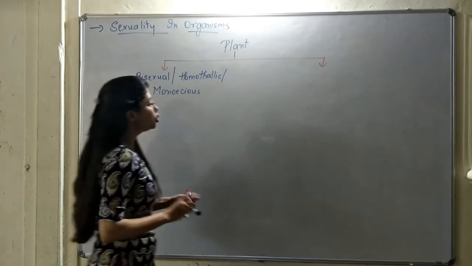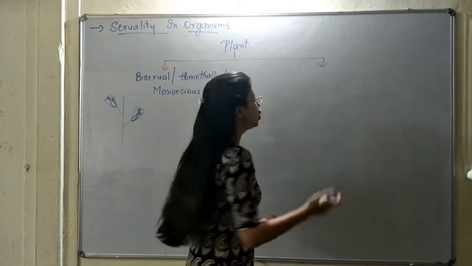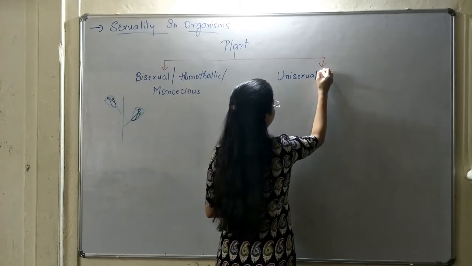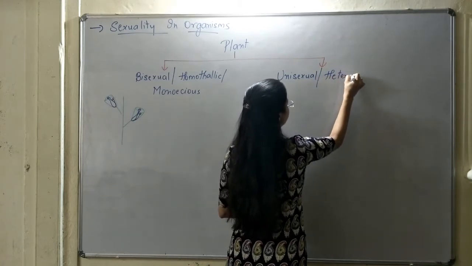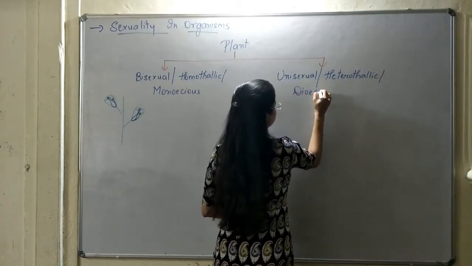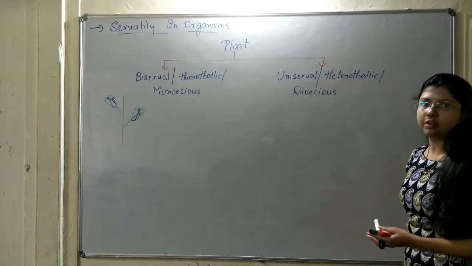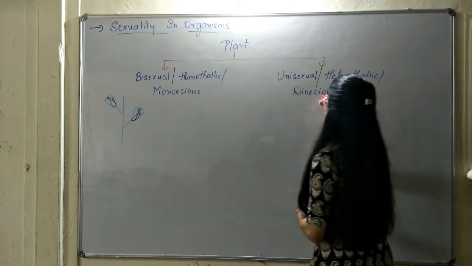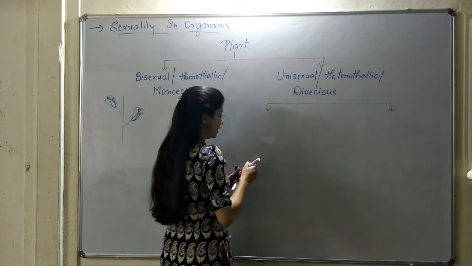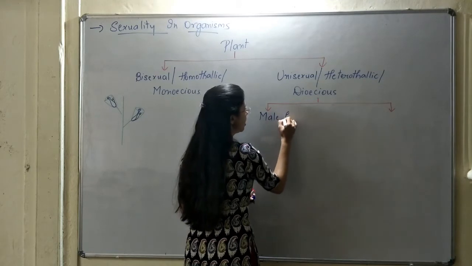Against that, those plants in which the male and female flowers are different, those plants are called unisexual plants. Another term that can be used is heterothallic or dioecious. That means, in this case, the male flower and the female flower will be separate. There will be certain plants which will have only the male flower, and there will be certain plants which will have only the female flower.